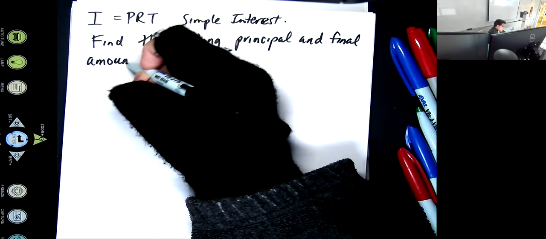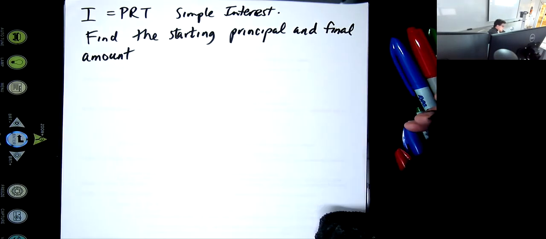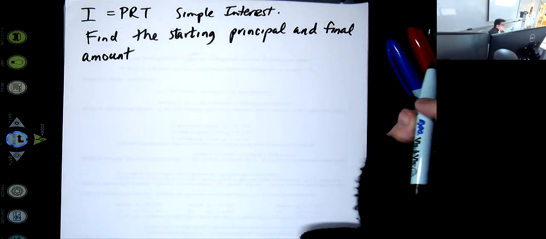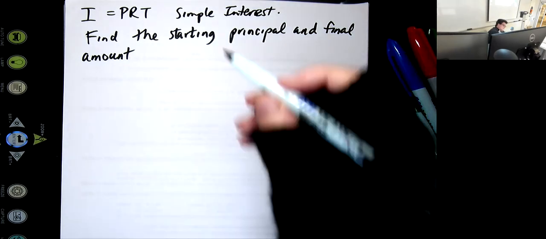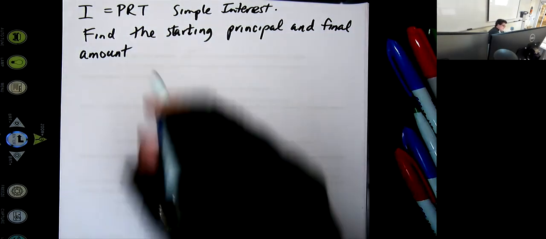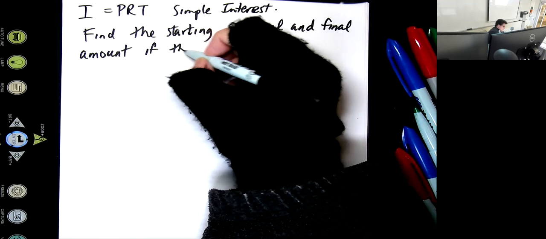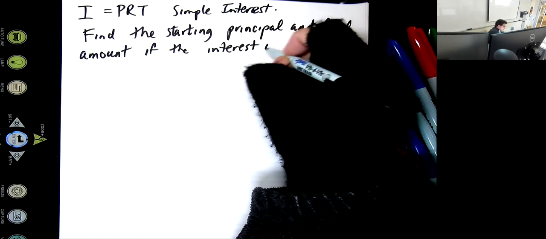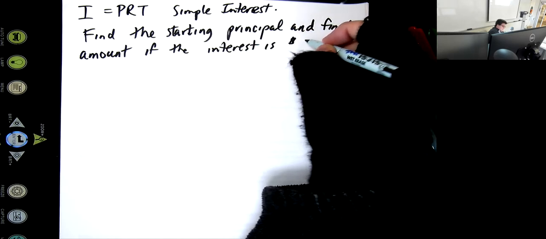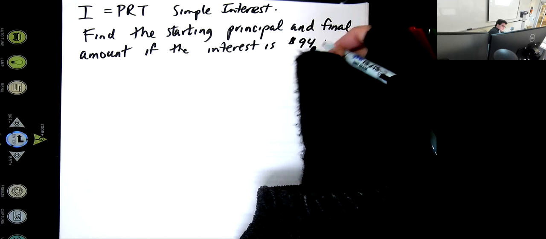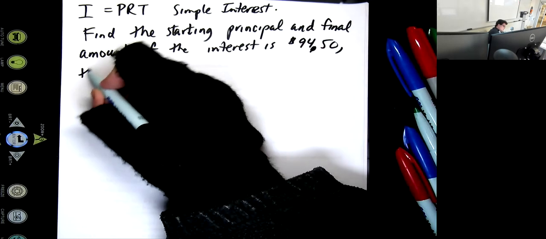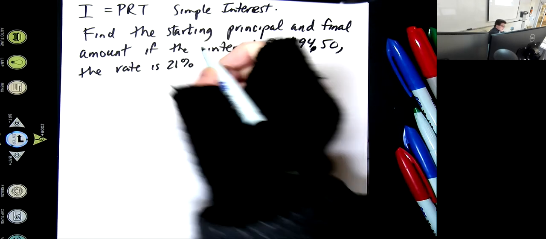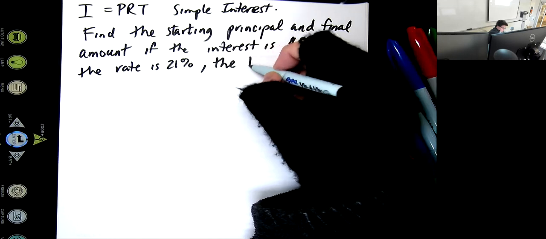Wave your hands in the air if you're a true player. Someone wave your hands. It's in the center of the room. There you go. Find the starting principal and final amount if the interest is 94.50, the interest rate is 21%, and the time was half a year.